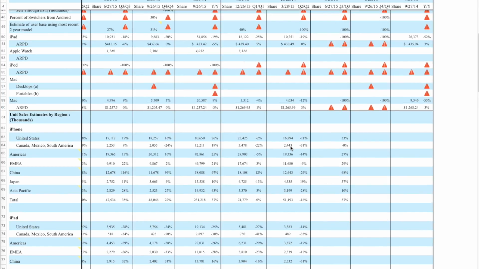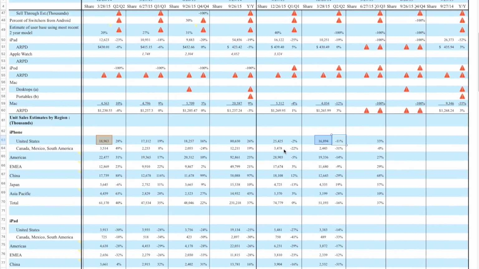Now you'll note that in the last quarter, Apple sold about 16.9 million iPhones in Q2. Now everyone focuses on this number, this 11% decline from the period before. But let's really look at the number and try to understand what's going on here. So let's ask some questions. What this means is that roughly 16.9 million people bought iPhones in the last quarter in the US.